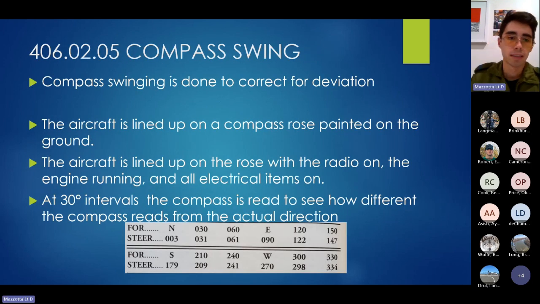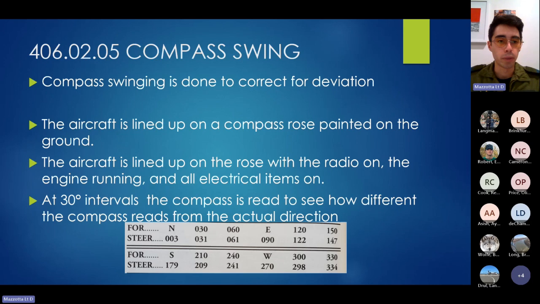So, compass swing. The compass swing is done for correction for deviations. Remember, this is caused by other magnetism or electrics in the aircraft, like the radios, for an example. So what happens is they'll bring the aircraft to a compass rose that's painted on the ground, and it's going to give accurate readings of where your magnetic north is and east and west and things like that. And then the aircraft is lined up on the rose with the radio on and the engine running just to get all the electrical items on. So it will give you the reading.